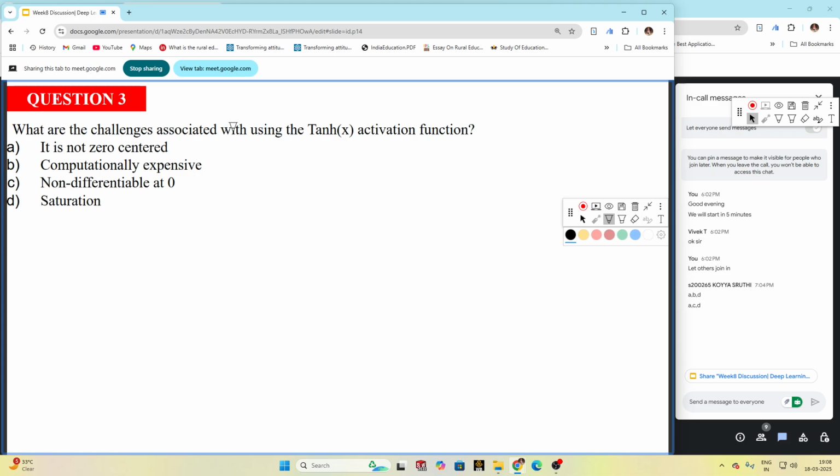What are the challenges associated with using the tanh activation function? Option A, it is not zero centered. Option B, computationally expensive. Option C, non-differentiable at 0. And option D, saturation. So what can be the option for this? It is zero centered, therefore not A. Yeah, it is not A, right?